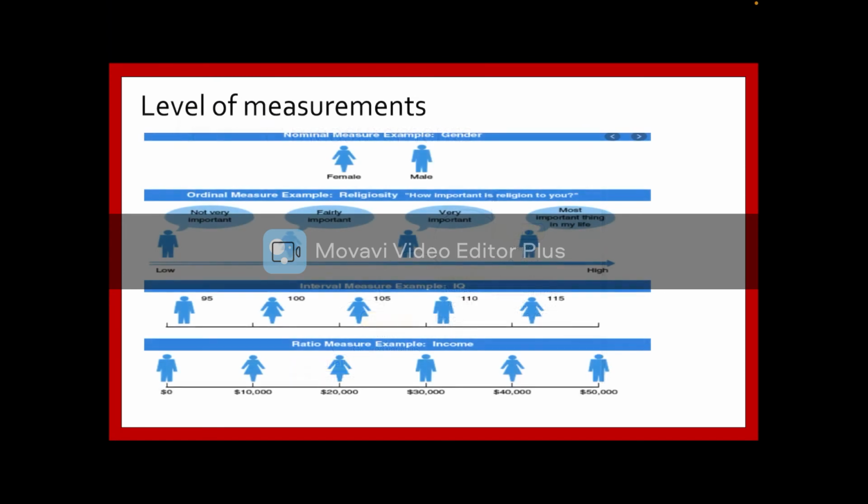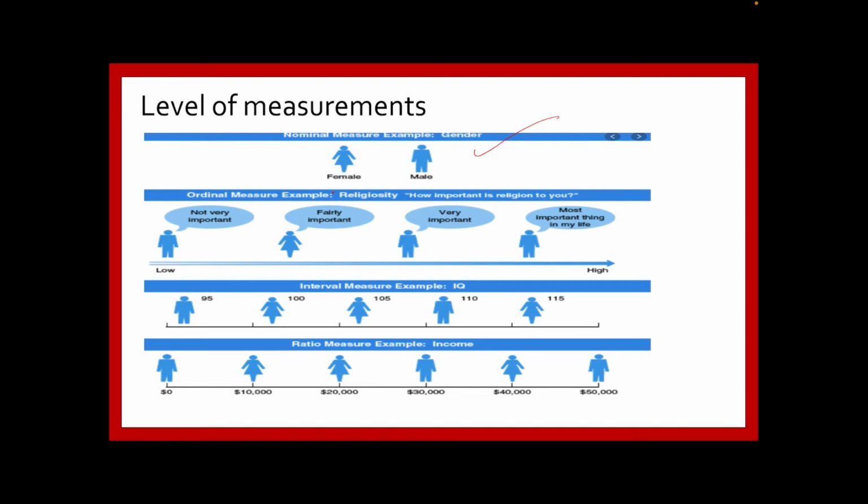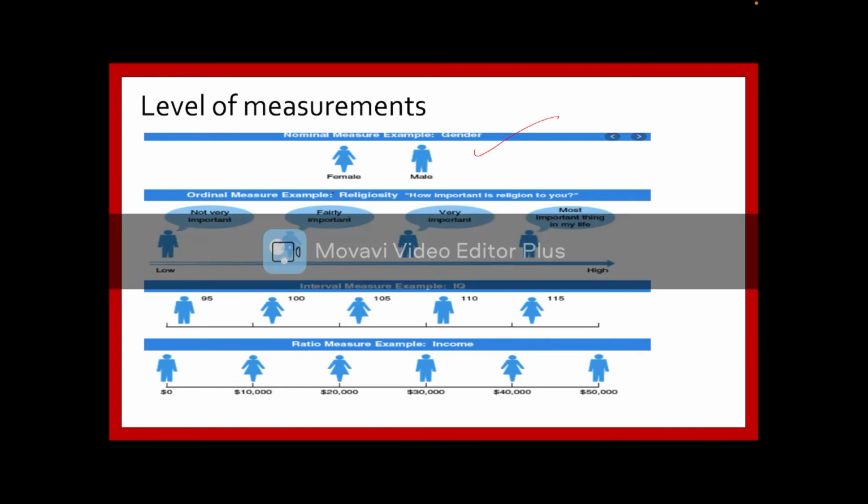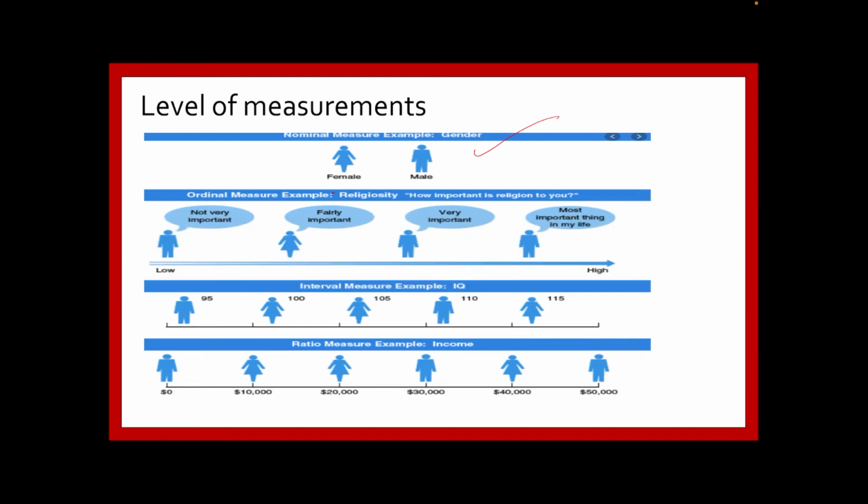Okay. Let's see this with an example. So nominal measurement, gender, male, female. So it's a nominal variable. For an ordinal measure, an example is religiosity. How important is religion for you? So it's from a scale of low to high: not very important, fairly important, very important, and most important. So we can rate it like 1, 2, 3, 4. So there will be 4 values and they all have some kind of order, right, from low to high. So this will come under ordinal measure.